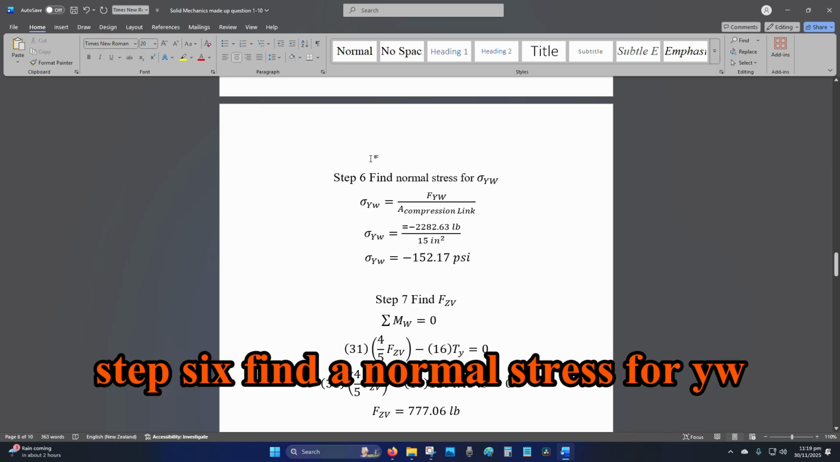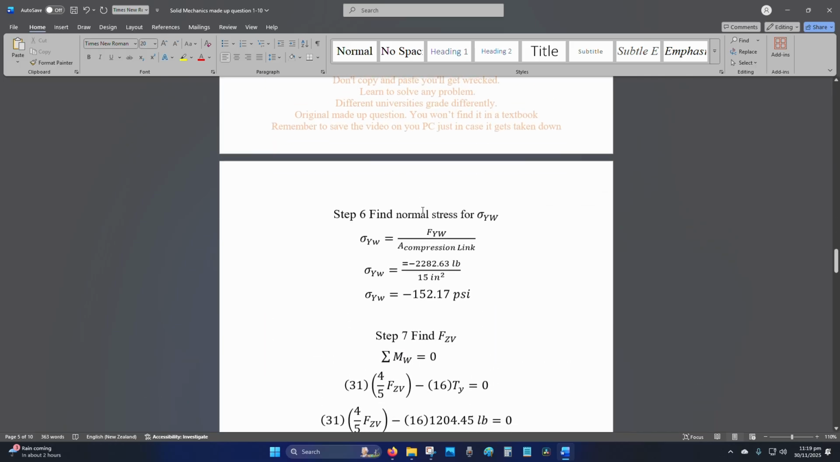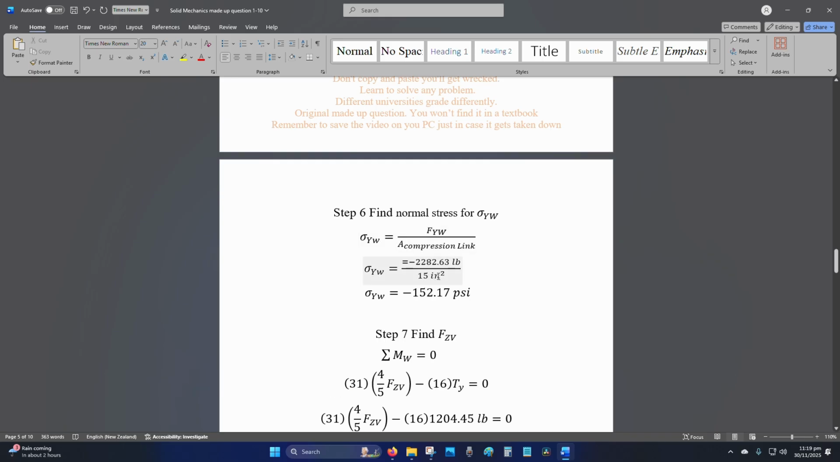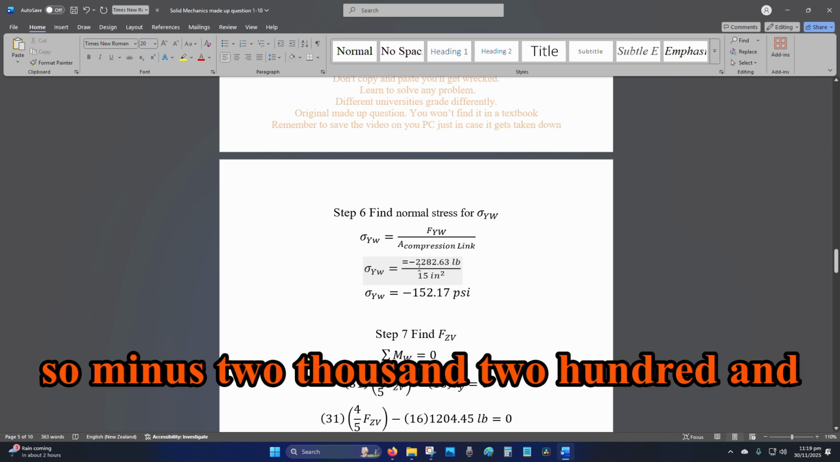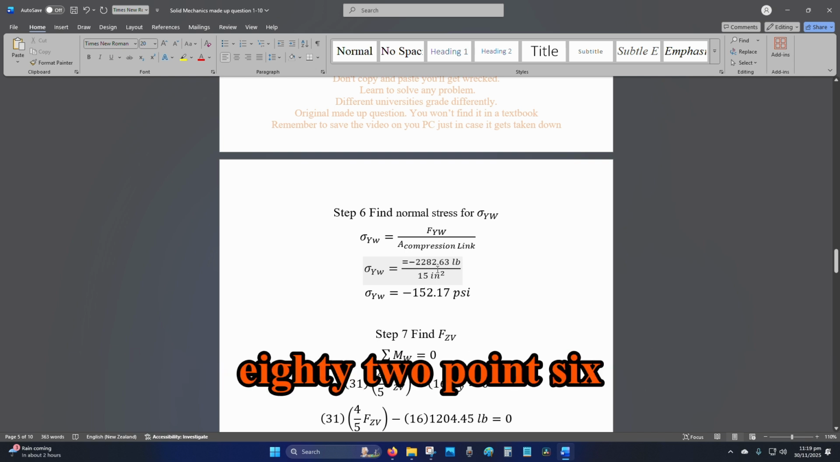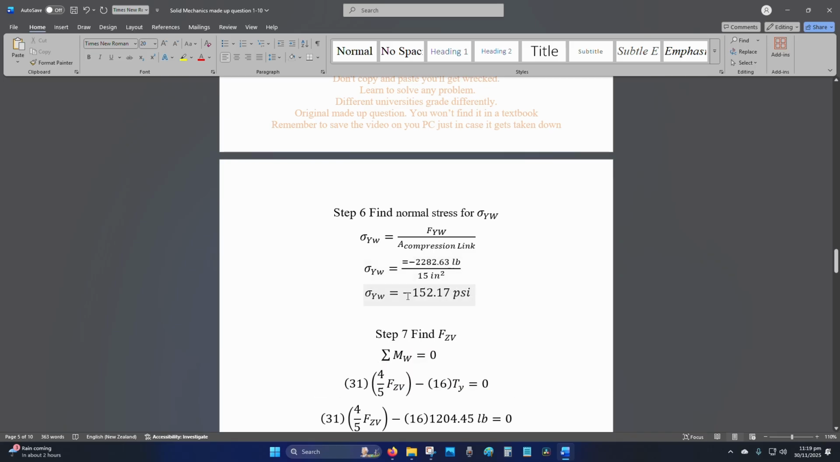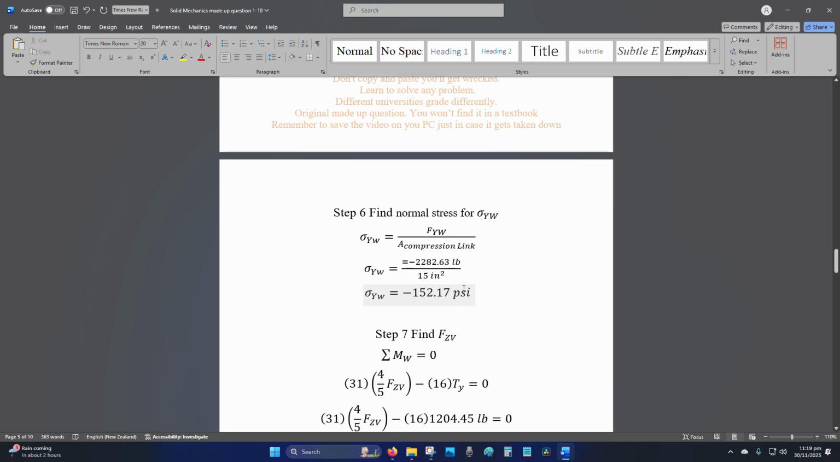Step 6, find the normal stress for YW. So since we've got the force and area, we just divide the force by the area. So minus 2,282.63 pounds divided by 15 inches squared. We get minus 152.17 psi.